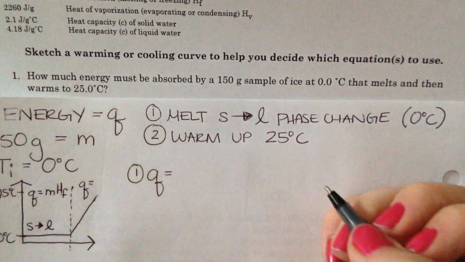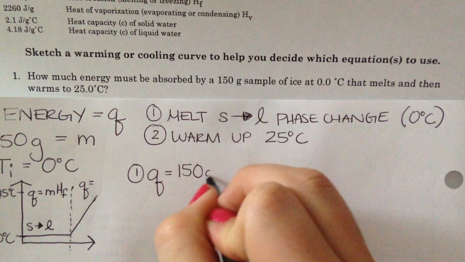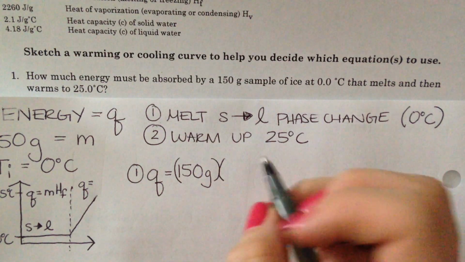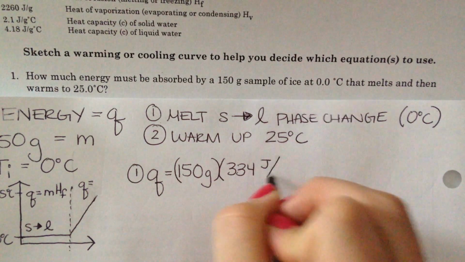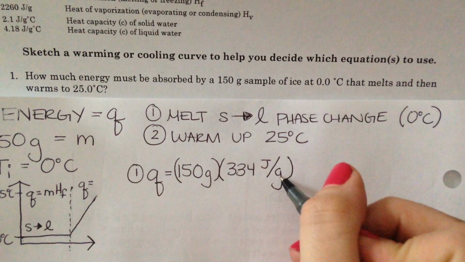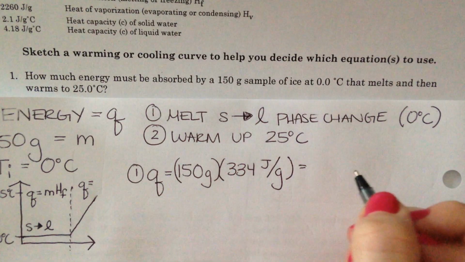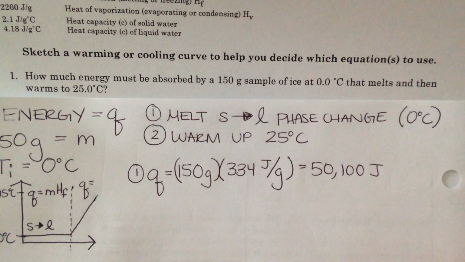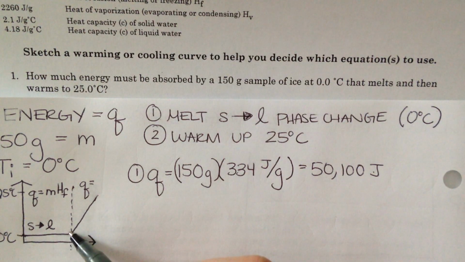So, keeping that in mind, my mass is 150 grams. And looking at your notes, you will find that your heat of fusion of water is 334 joules for every gram. So I have to multiply my heat of fusion by my mass, and I should get 50,100 joules of energy. That's the amount of energy needed to just melt that ice.